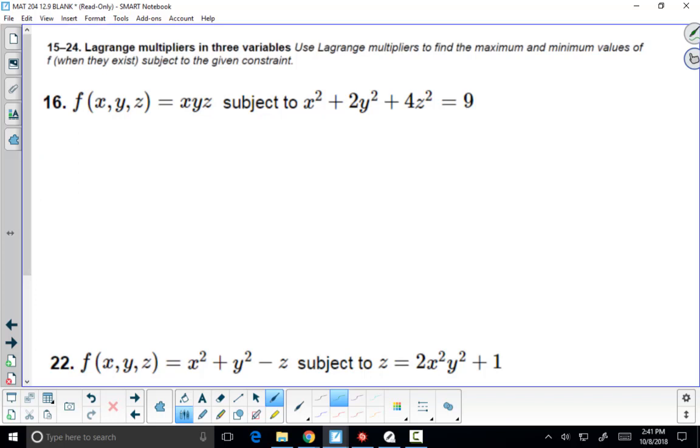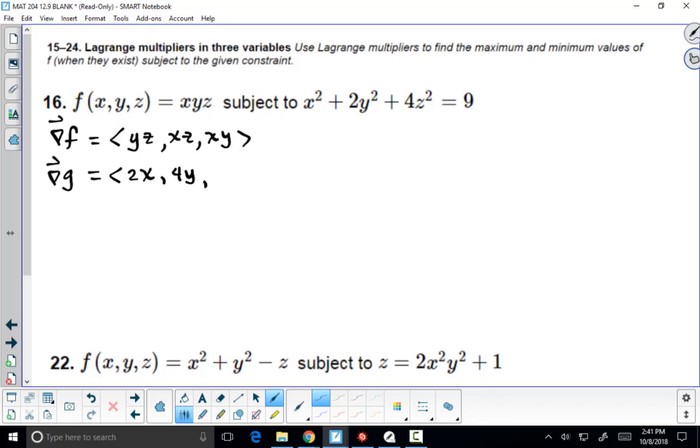Okay, so let's write down del f. Del f, pretty straightforward there. We're going to have a yz for the first component. For the second component, we have an xz. For the third component, we have an xy. And then del g, write it right below it. Del g looks like 2x, comma 4y, comma 8z.